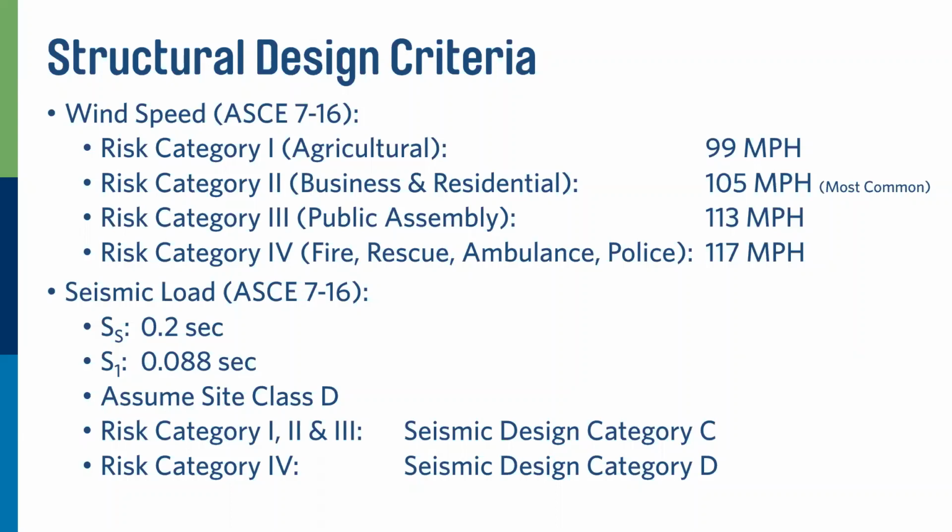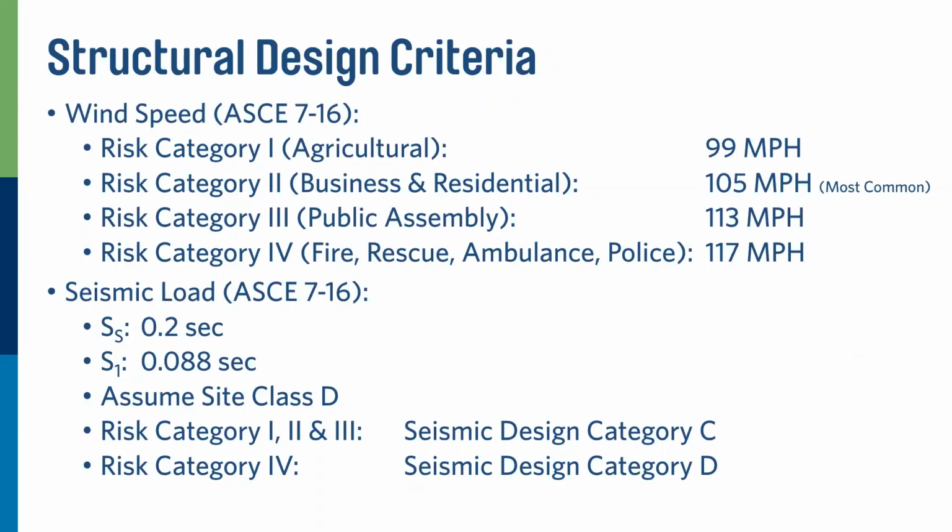So wind speed is based on risk categories. I put in parentheses roughly what they are. There's a whole definition, but basically one is agricultural, 2 is business residential. This is the most common one. Public assembly, like a stadium, something where you have a lot of people congregating, or a performing arts center like we have here. Those are designed for risk category 3, just because there's more people in there that can get hurt. And risk category 4 is all your rescue people, your fire, your police station. We have to make sure we design those to withstand those.